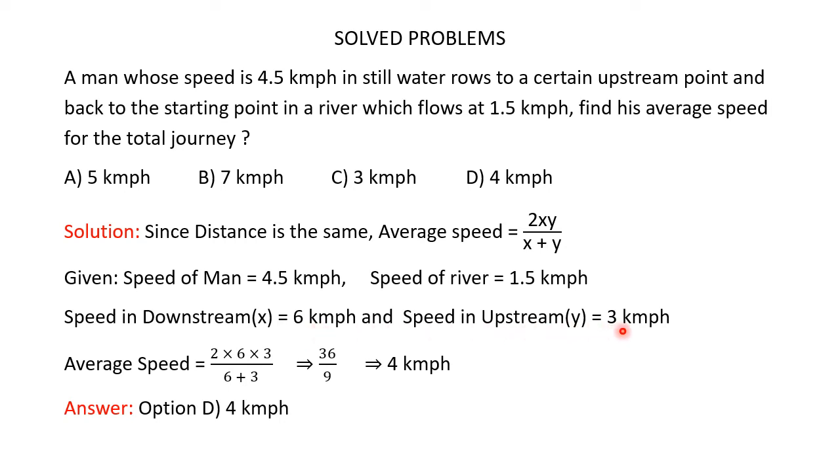Let's substitute these values in the formula here. So now we have average speed is equal to 2 multiplied by 6 multiplied by 3 divided by 6 plus 3. On solving this, we get the average speed as 4 kilometers per hour. So the correct answer is option D, 4 kilometers per hour.